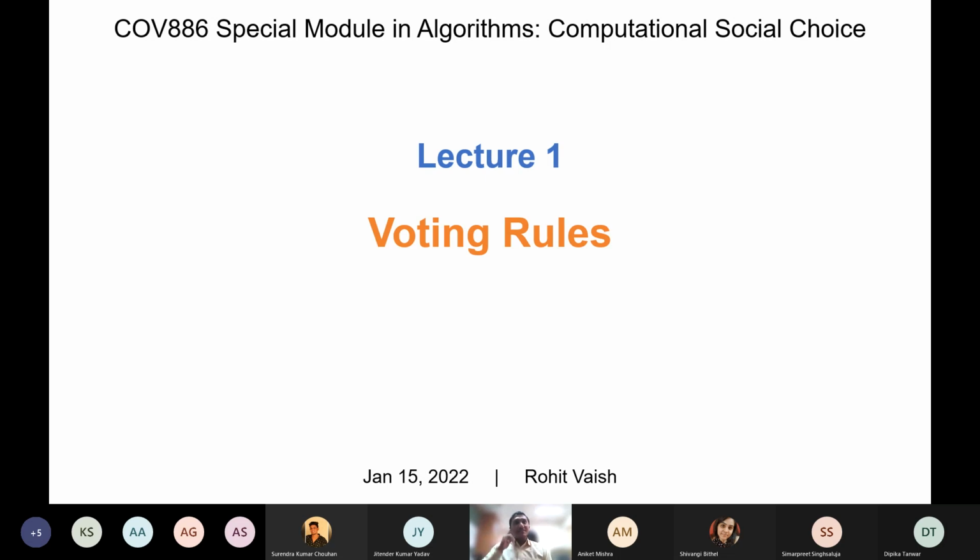So this module is going to focus on a research area called computational social choice. And this lecture is going to be about voting rules.